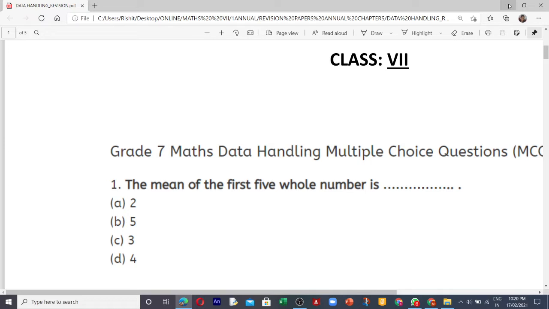Okay, so now see the first one. I hope you people are ready with your rough notebook. The mean of the first 5 whole numbers is. What is the mean of the first 5 whole numbers, children? Do it quickly. If you are having a rough notebook, you can easily do it. Otherwise, maybe it will be late.